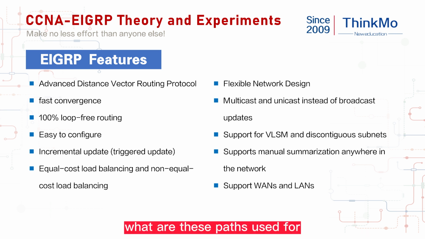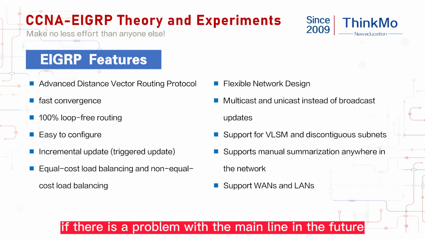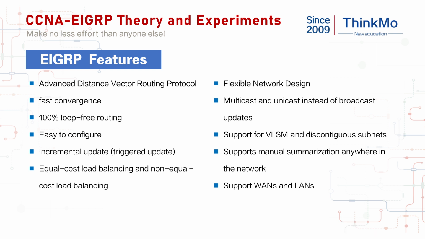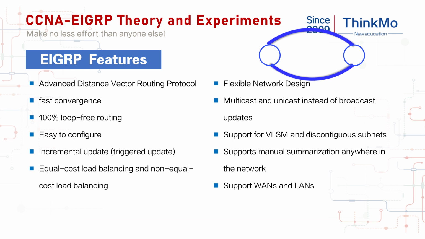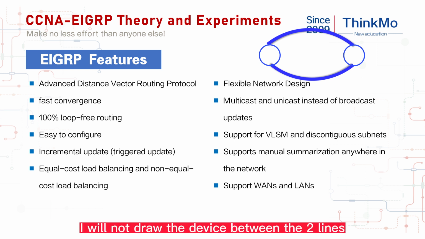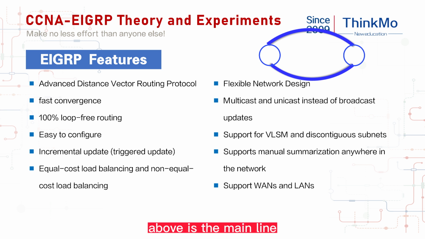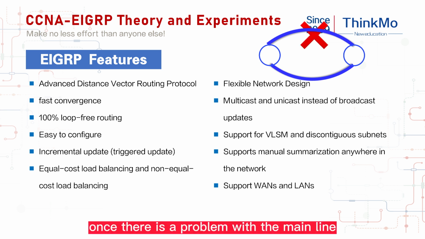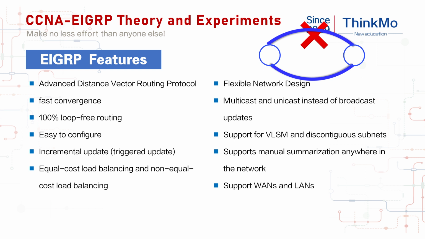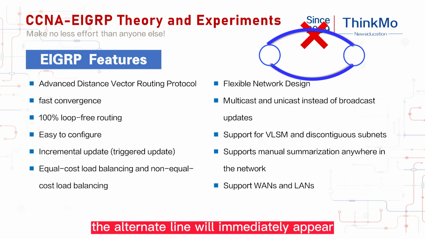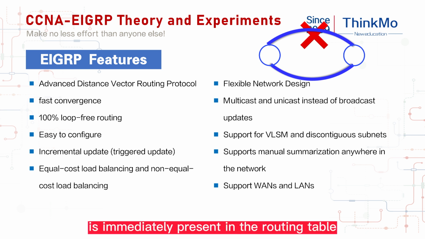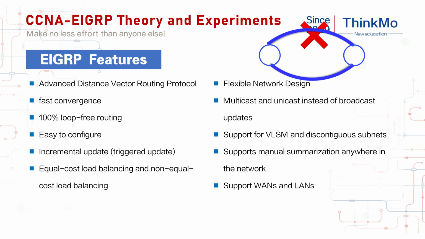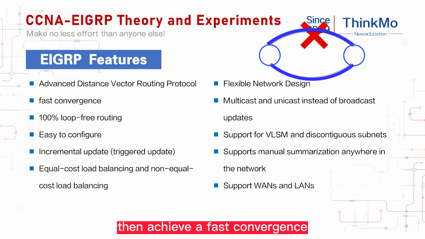What are these paths used for? If there is a problem with the main line in the future, for example data to a destination, I will not draw the device between the two lines. Above is the main line, here is the backup line. Once there is a problem with the main line, the alternate line will immediately appear in the routing table. Notice, it immediately appears in the routing table, and then achieves fast convergence.